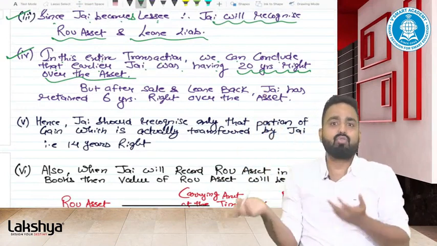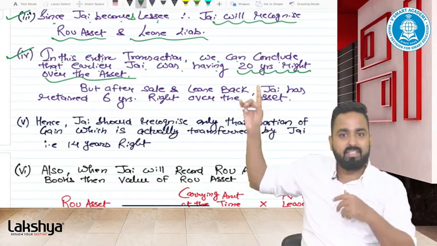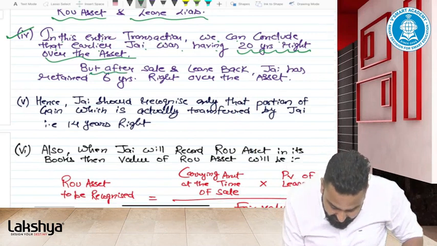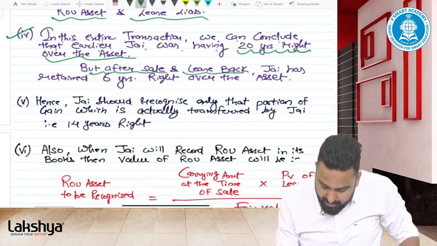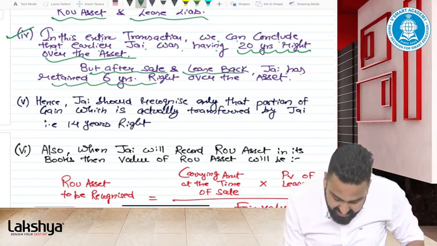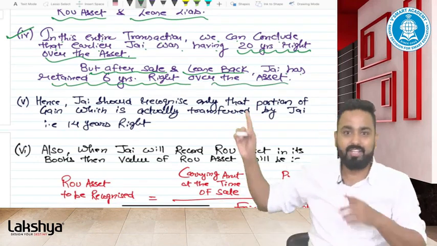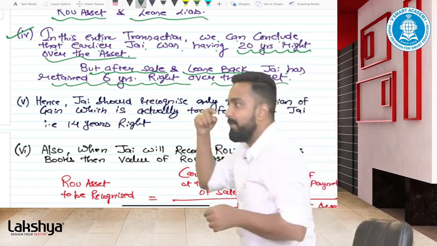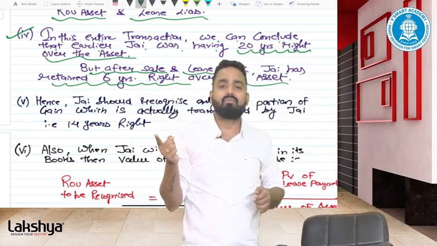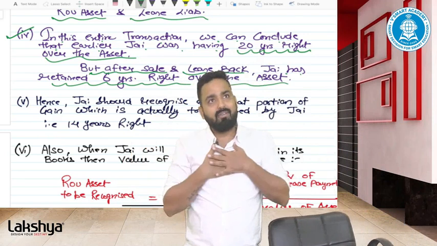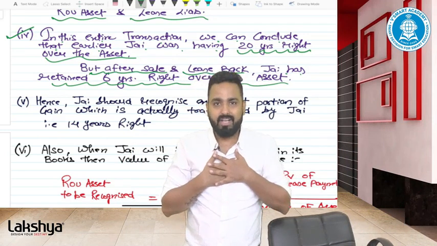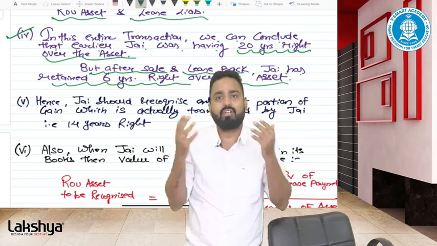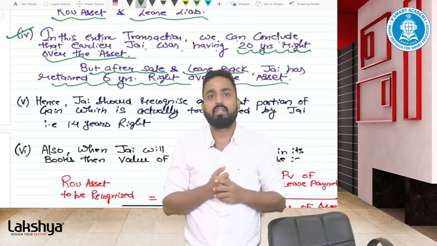And since the asset has a total life of 20 years, that means Jay was having 20 years right over the asset. But after the sale and lease back, Jay has retained 6-year right over the asset. Yes, that's very true. That means before the sale and lease back transaction happened, Jay was the proud owner of the asset and Jay was having 20-year right over the asset because the asset's useful life was 20 years.